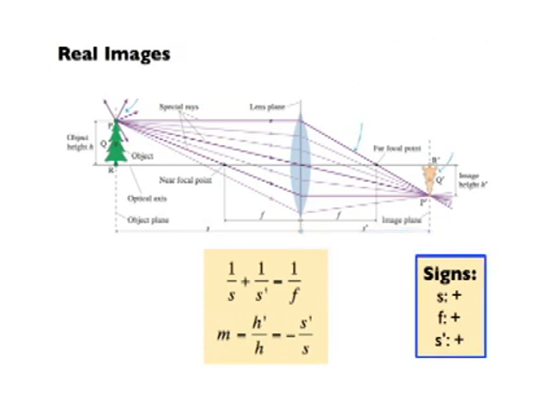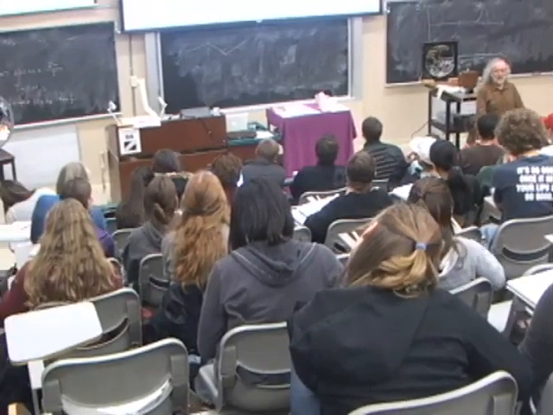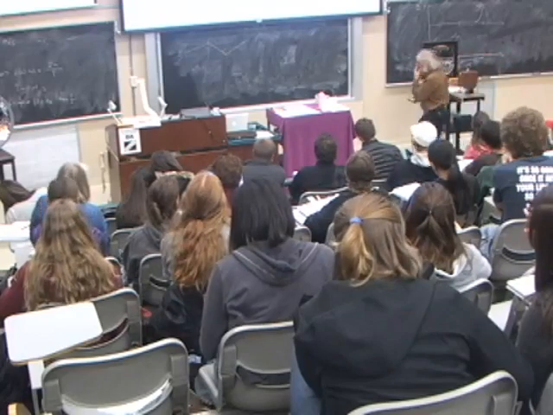And you've had a chance to read about that. The relationship that connects them is this one right here. 1 over S plus 1 over S prime is equal to 1 over F. That's why we use 1 over F to characterize a lens, because 1 over F is the number that appears in the basic equation. It's the power of the lens that appears there.